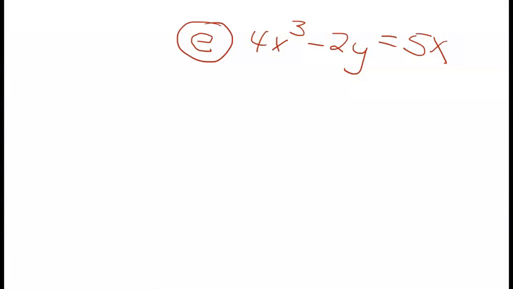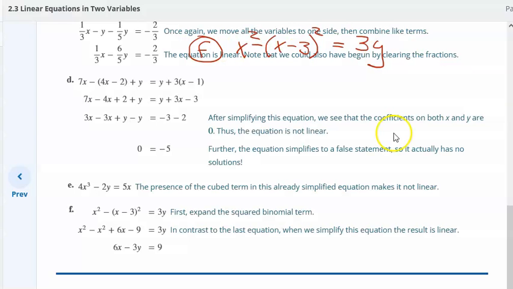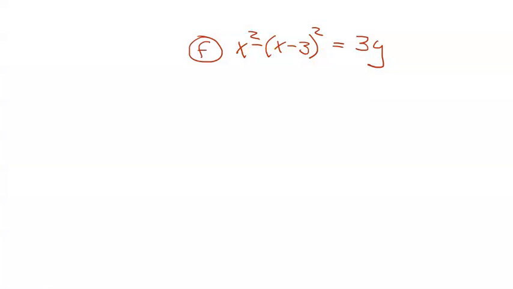Now in letter E, here we see, in a sense, that this really can't be simplified anymore. We could bring this over to this side, but that wouldn't make much difference. But we see x is to the third power, so this is not linear. Checking out letter F now that we've copied it correctly. Let's go to the whiteboard.